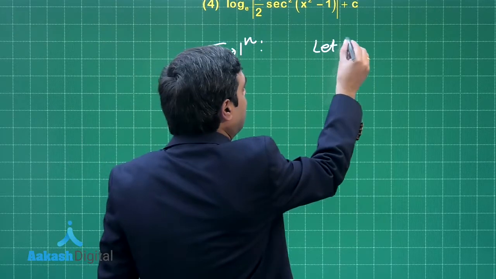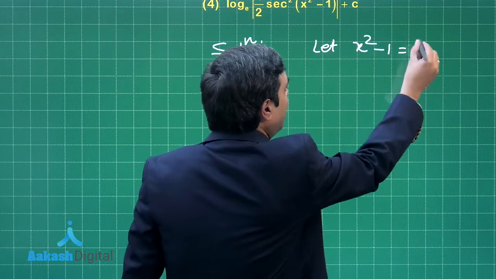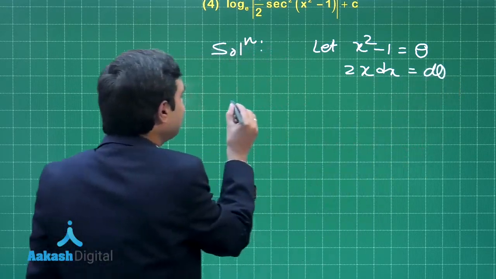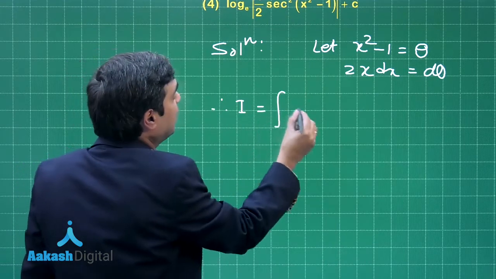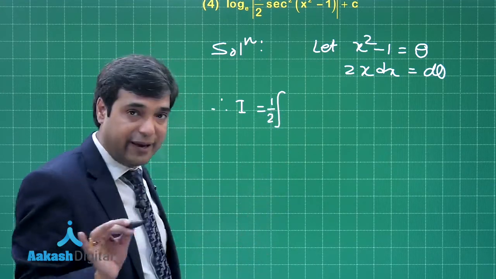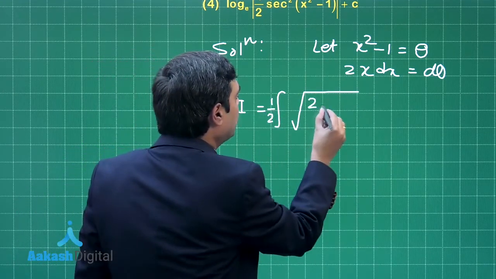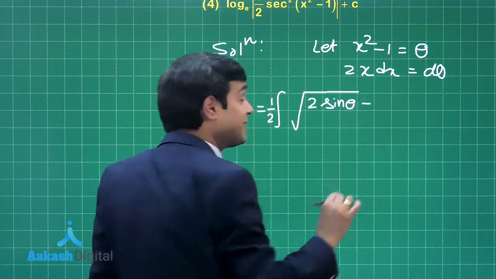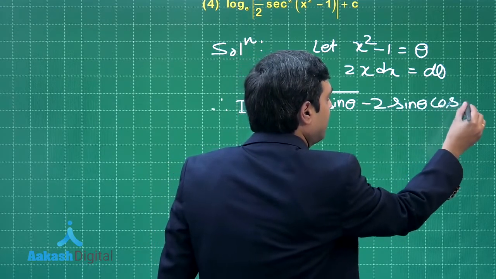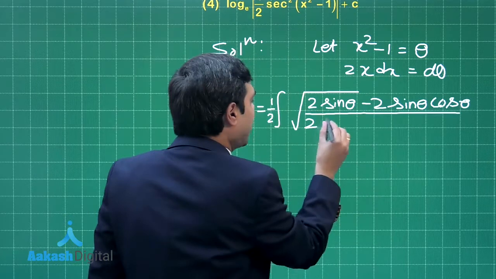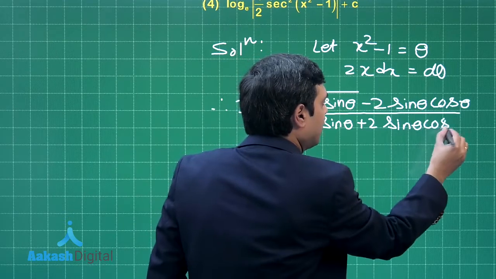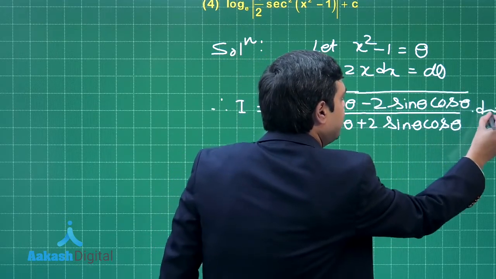Let x square minus 1 be theta, that is 2x dx is equal to d theta. So the integral starts as x dx becomes d theta by 2, so we can write half outside, the square root of 2 sine theta minus sine 2 theta, which can be written as 2 sine theta cos theta, divided by 2 sine theta plus 2 sine theta cos theta, multiplied with d theta. This is clear.